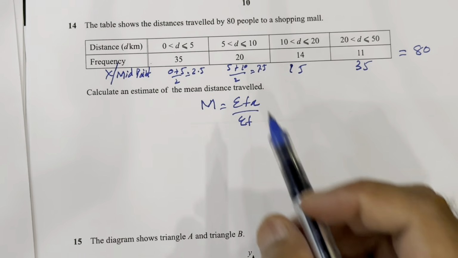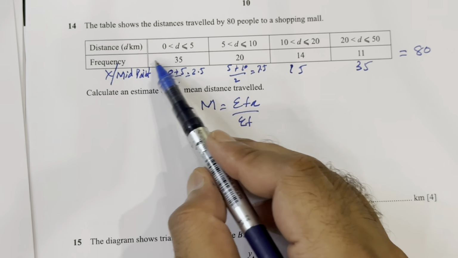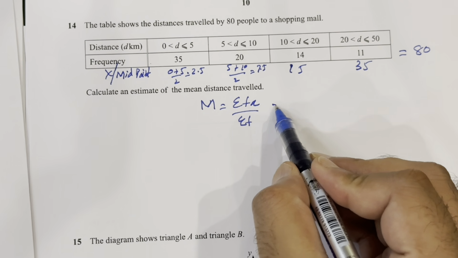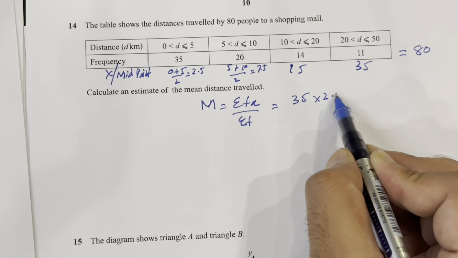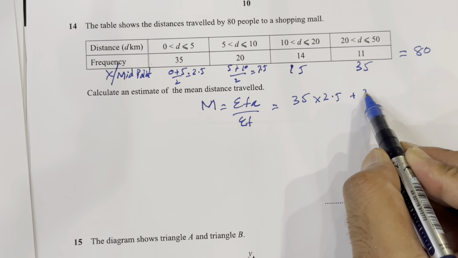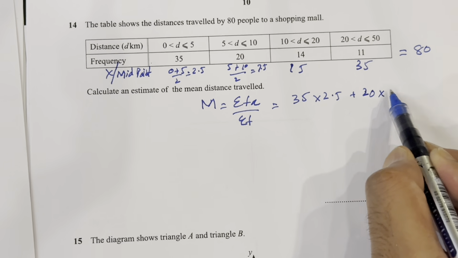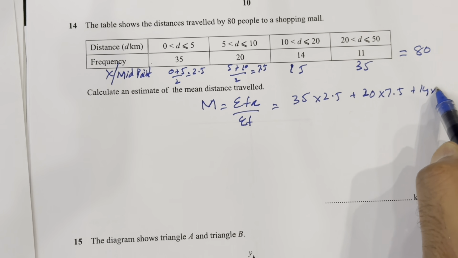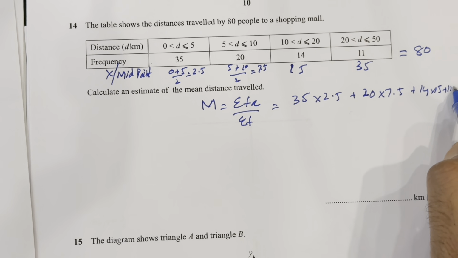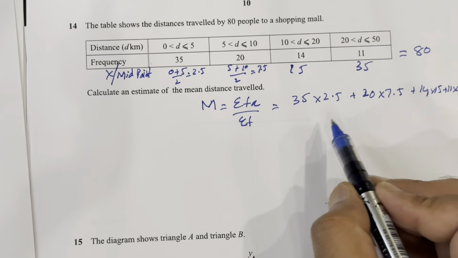So you're going to multiply these: this is f and this is x. Simply 35 multiplied by 2.5 plus 20 multiplied by 7.5 plus 14 multiplied by 15 plus 11 multiplied by 35.